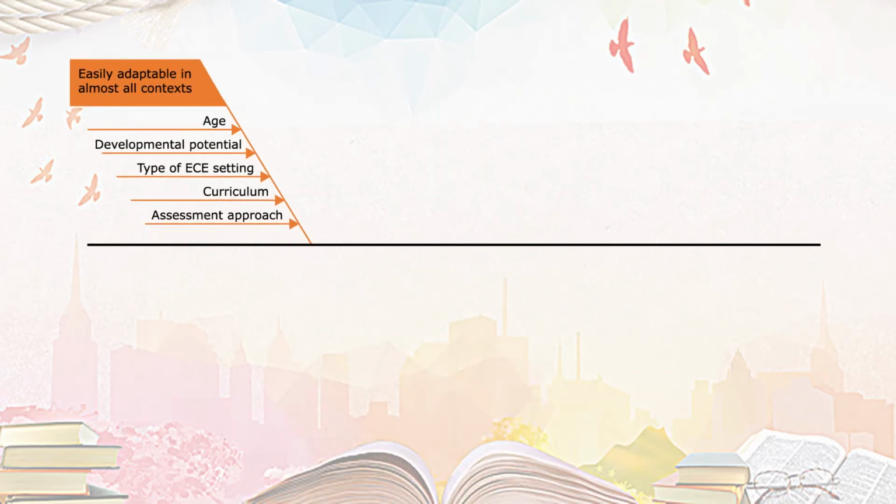First process is easily adaptable in almost all contexts. Learning journey portfolio becomes a document that can adapt itself virtually to all settings relevant to both the child and the ECCE center. The portfolio can be made for children of all ages and different developmental potentials. Moreover, it is a document that can be adapted in almost all types of ECCE setting, the curriculum followed, and the approach towards assessment.